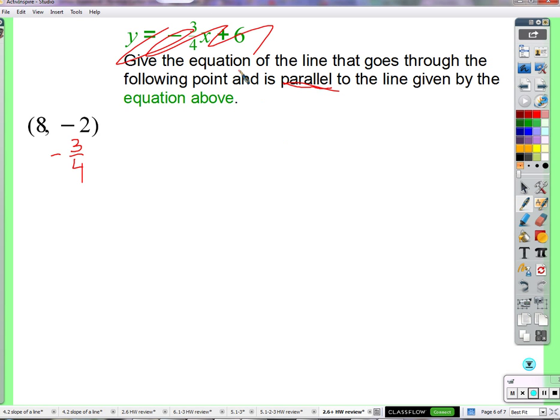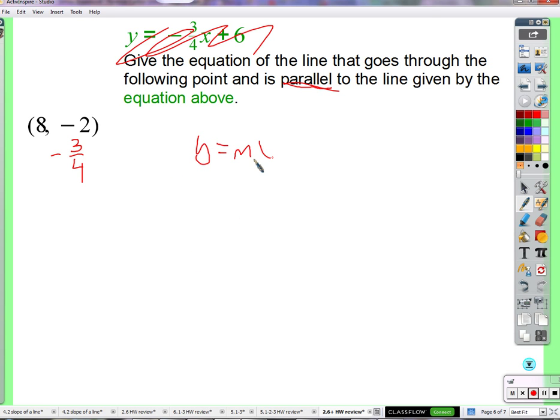And we're done with that, right? We have no more use for that. That 6 has nothing to do with us. We just need to know the slope. So we know the slope now. Let's vote on a way. Should we do point slope form? Slope intercept form. All right, we'll do slope intercept form.